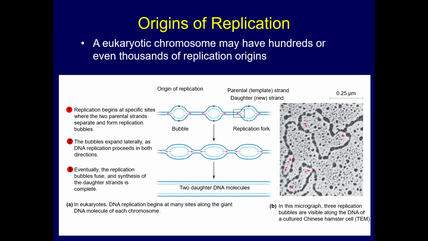So basically, in this origin of replication area, it begins at these specific sites and separates the strands, and it turns into what's called a bubble. If you take a look at this picture, you can see the arrows. That's where the bubble is forming. The bubbles expand laterally as the DNA replication proceeds in both directions, and then eventually the replication bubbles fuse and the synthesis of the daughter strands is complete. So it's never actually made all at once. There are usually several different areas being replicated at once, and they eventually end up being a complete new strand.